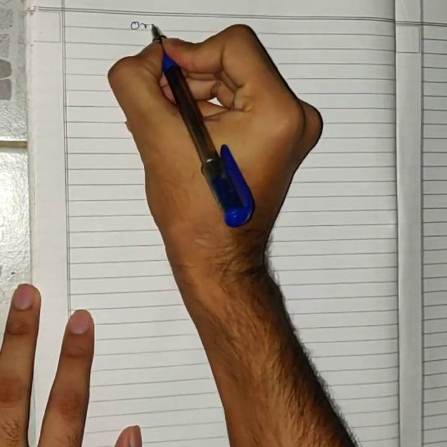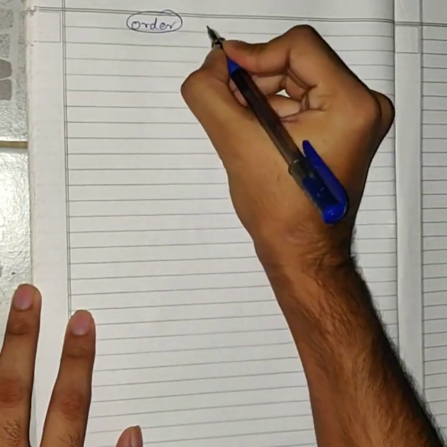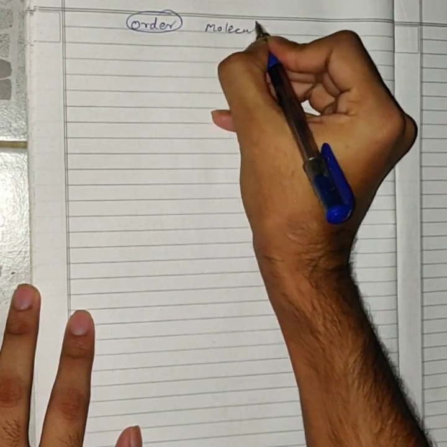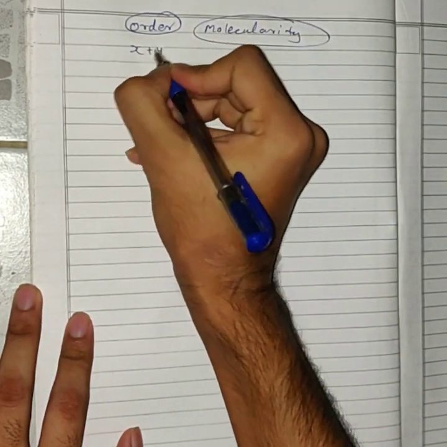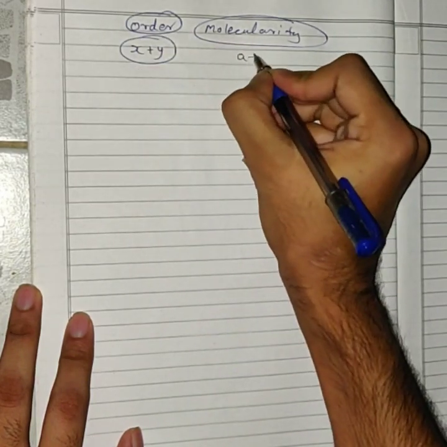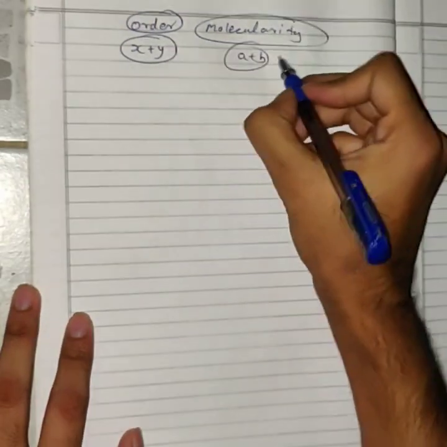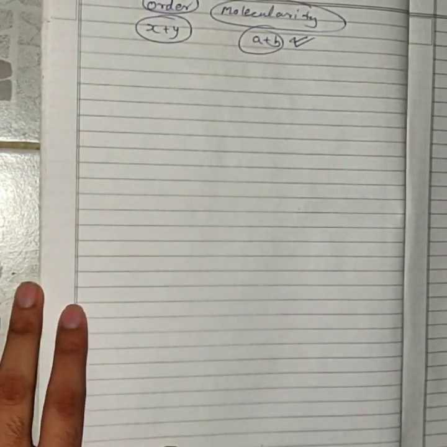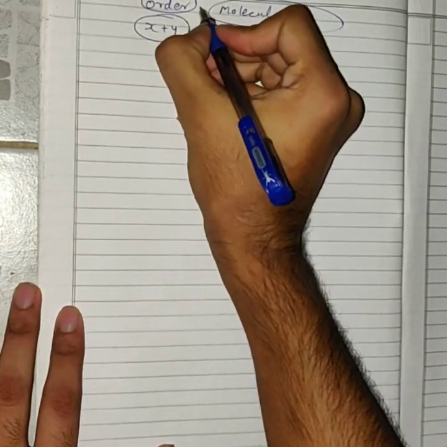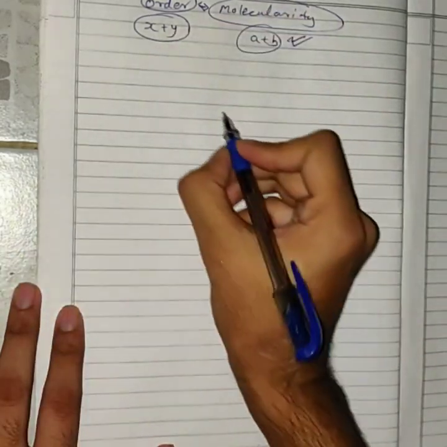So we were discussing order of reaction, and I also mentioned molecularity of a reaction. Order of reaction was x plus y, and molecularity was simply given by a plus b, or whatever the addition of the stoichiometric coefficients. Most of you have a doubt between the relation between order and molecularity.